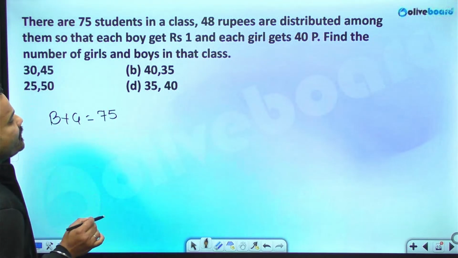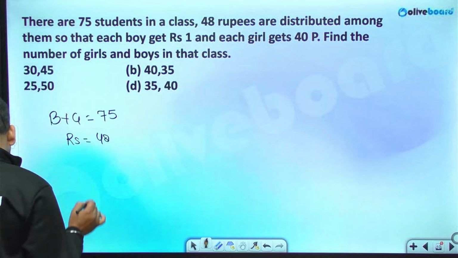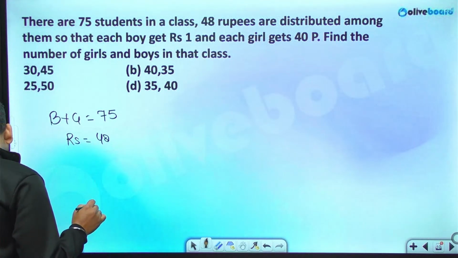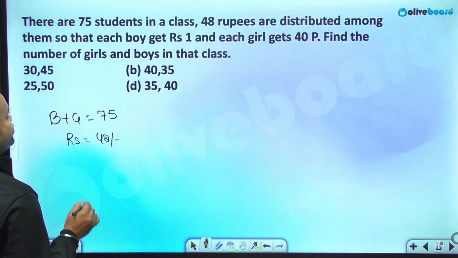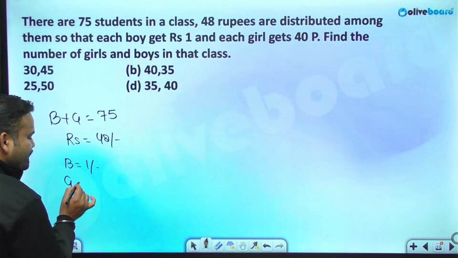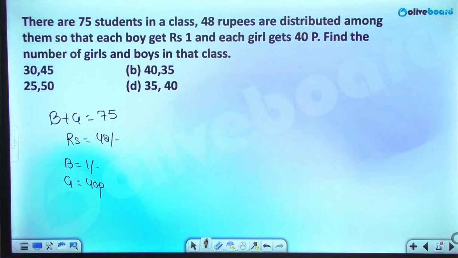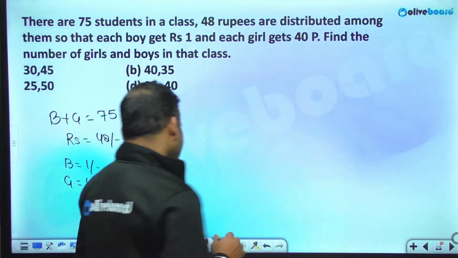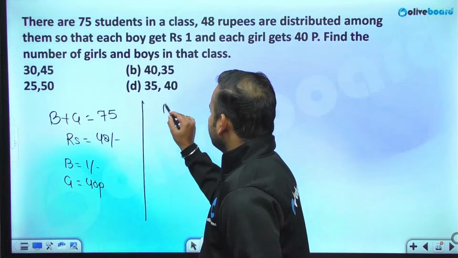And what is the amount of money that is distributed? That is 48 rupees. So 48 rupees is distributed. Each boy is getting 1 rupee and each girl is getting 40 paisa. Each girl is getting 40 paisa and each boy is getting 1 rupee. Fine. So what is the basic approach?